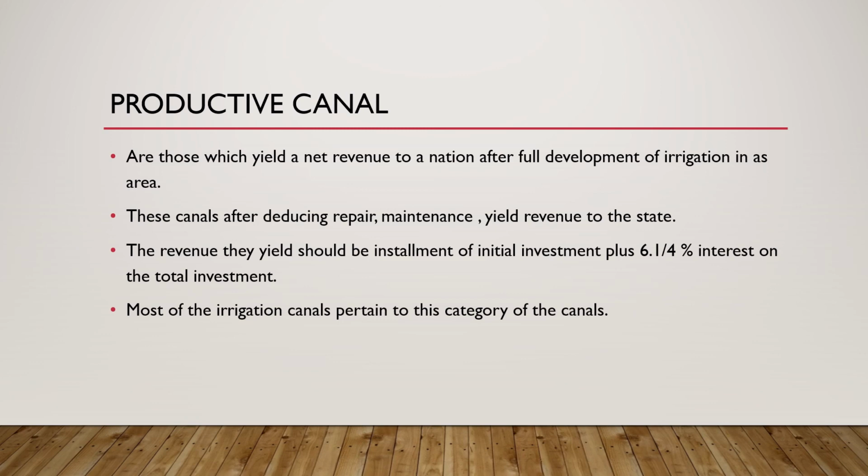You may think how productive canals can yield money for the government. If you are going to irrigate your particular land, you are getting a connection from the government. You cannot freely access the water from these canals. You have to pay money for this. That money is the revenue which goes to the government, and this amount should be in installments, and it should be 6.5%, 6 and 1 by 4 percent, of the investment. Kindly understand this.